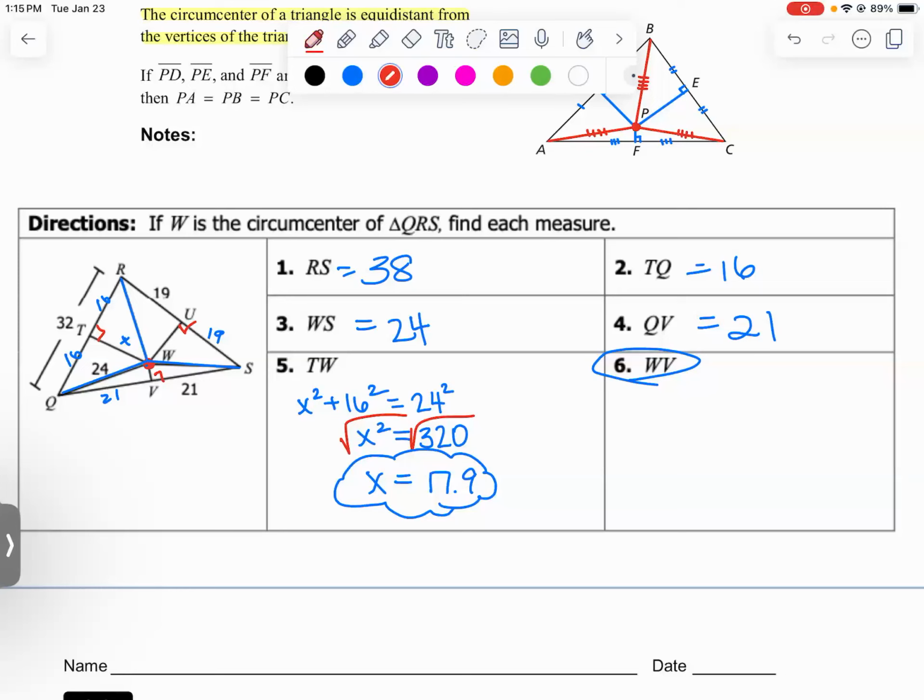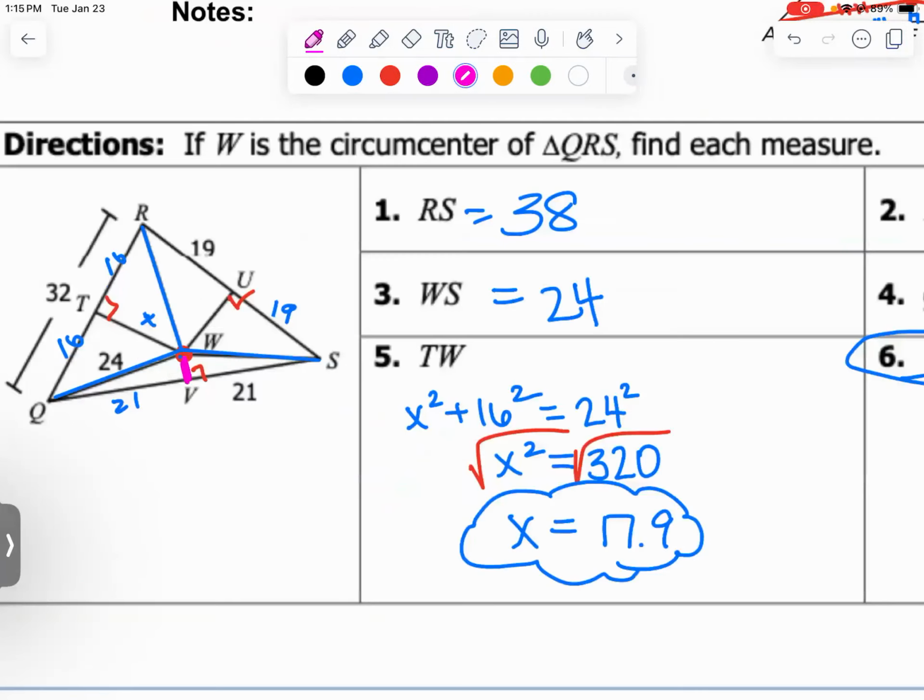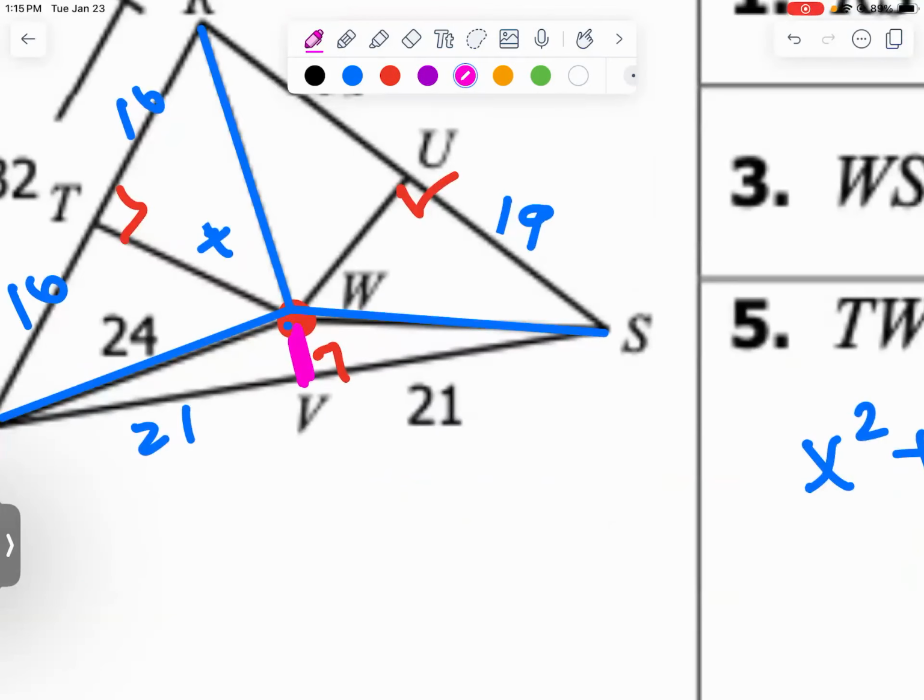So this little pink guy right here, 24 equals 24 squared, because we took 24 squared and we subtracted 16 squared over.